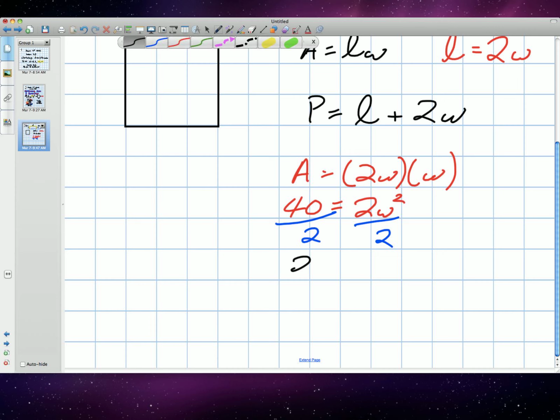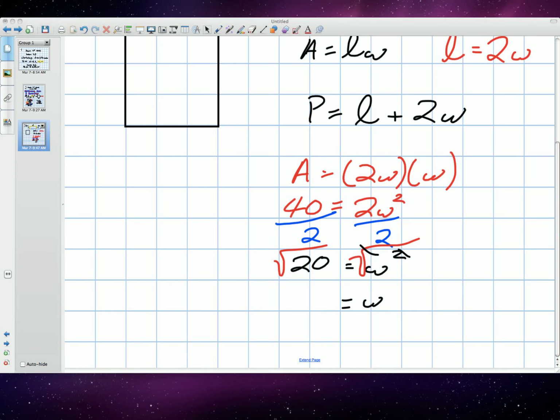40 divided by 2 is 20. Gives us our W squared. How do I get rid of the square? Square root. Good. So we square root both sides. These two will cancel each other out. Our width is going to be, and we're going to actually have to bring up a calculator here. What is it again? 4.72? 4.72 is our width.